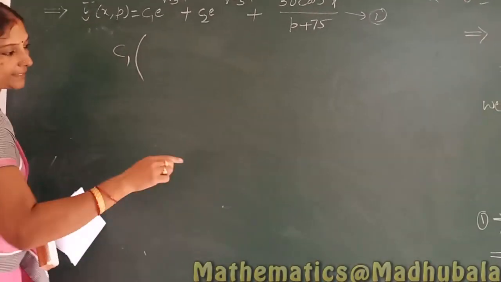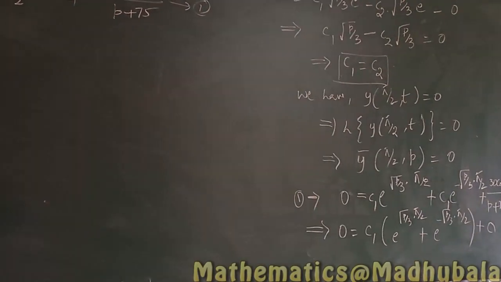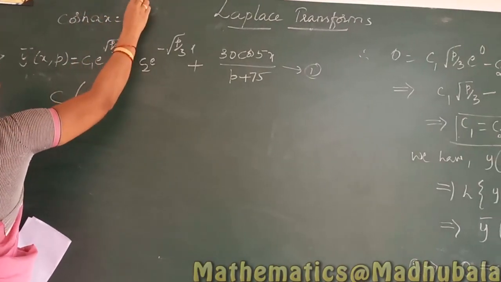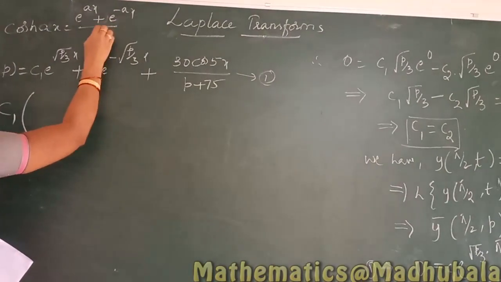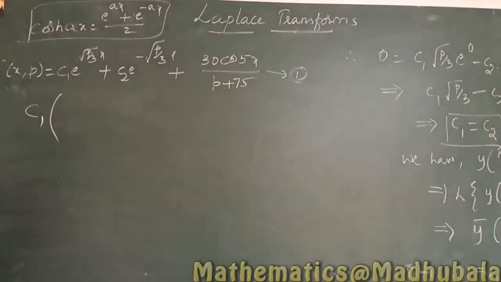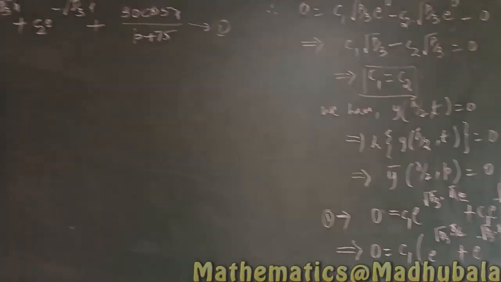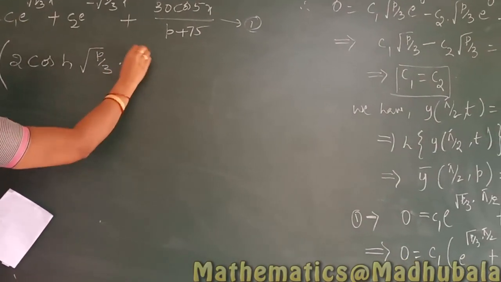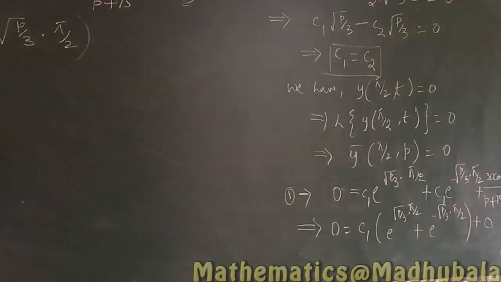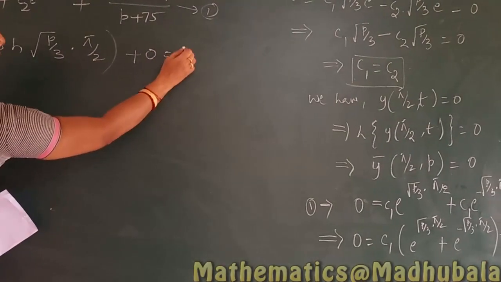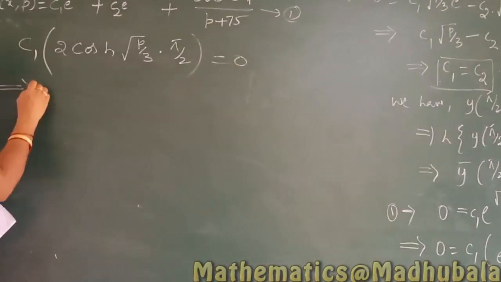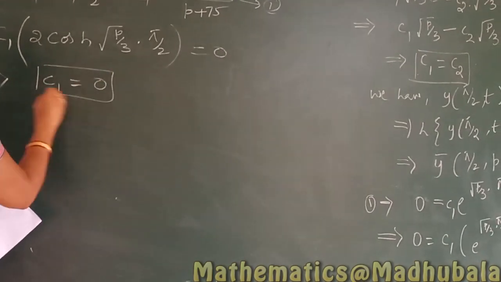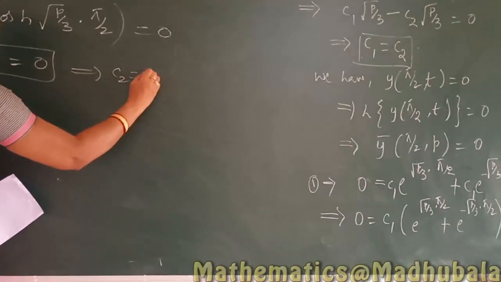Now c1 into that is in the form e^(ax) plus e^(-ax). We know that cosh ax is equal to (e^(ax) plus e^(-ax))/2. We know this formula. So based on this, e^(ax) plus e^(-ax) is 2 cosh ax, with ax equal to root(p/3) into π/2, plus 0 equal to 0. So c1 times 2 cosh(root(p/3) π/2) equals 0, and 2 cosh is not equal to 0. That implies c1 is equal to 0, from which you get that c2 is also 0.